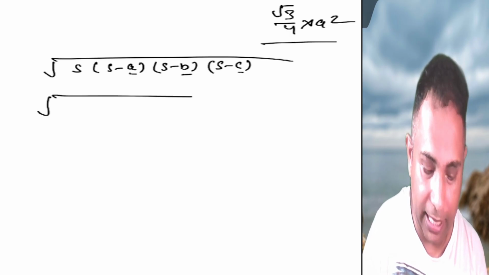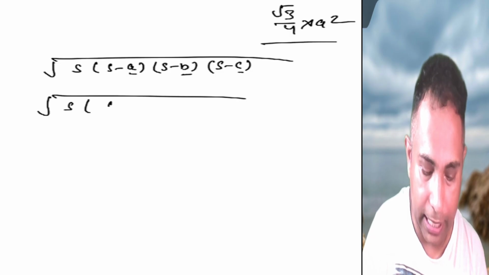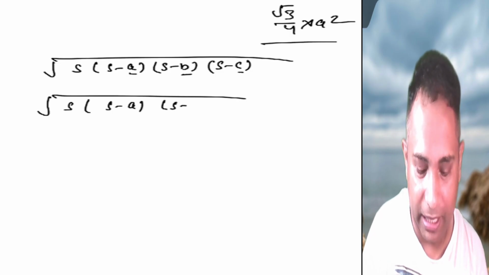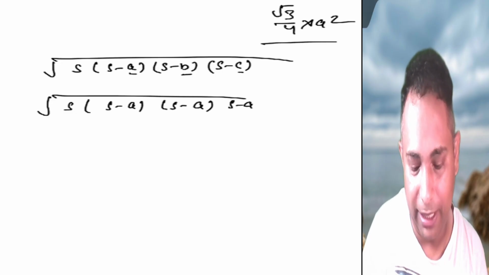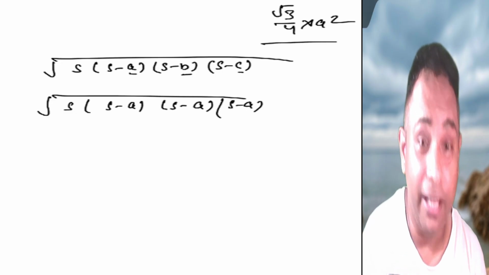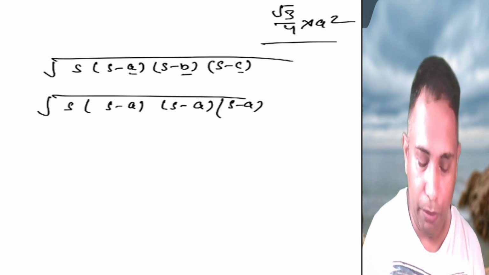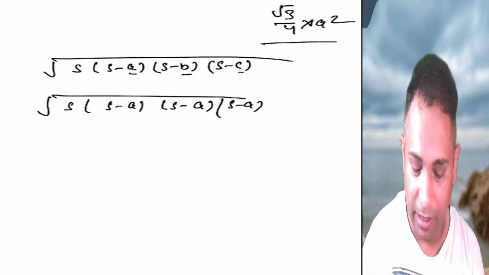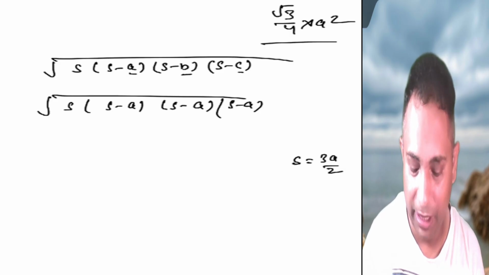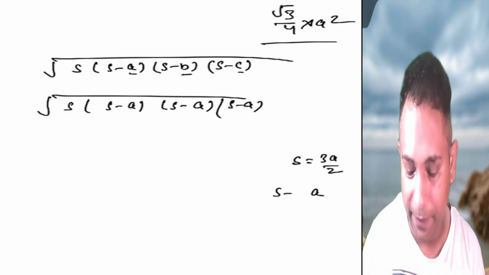We can write that S is equal to S minus A, S minus A, S minus A, because A, B, C are equal. Now we will calculate A. Hence we know S is equal to 3A by 2. So what will be S minus A? We calculate by replacing S with 3A by 2.